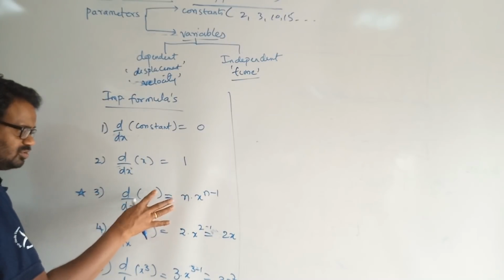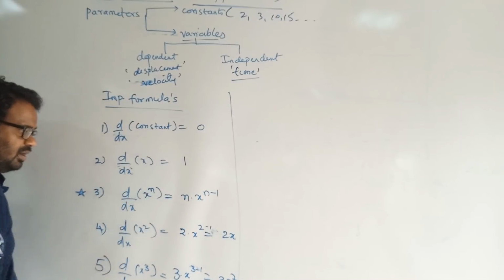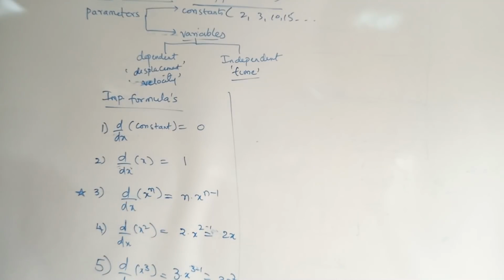d by dx of x to the power of n is n into x to the power of n minus 1. Remember that formula as it is. By applying that formula, I have written some formulas.